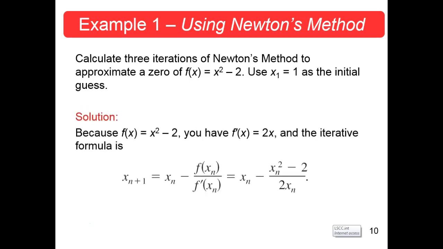Because f of x is equal to x squared minus 2, you have f prime of x. The first thing you do, take the derivative, equals 2x. The iterative formula is x sub n plus 1 equal to x sub n minus f of x sub n divided by f prime of x sub n. And so that would be x sub n minus x sub n squared minus 2, that's your f of x sub n, divided by 2 times x sub n, that's your first derivative. Okay?